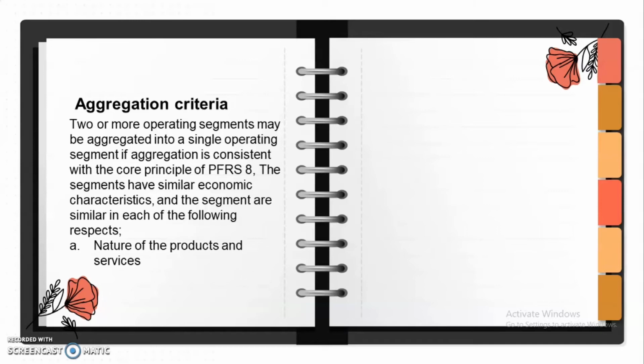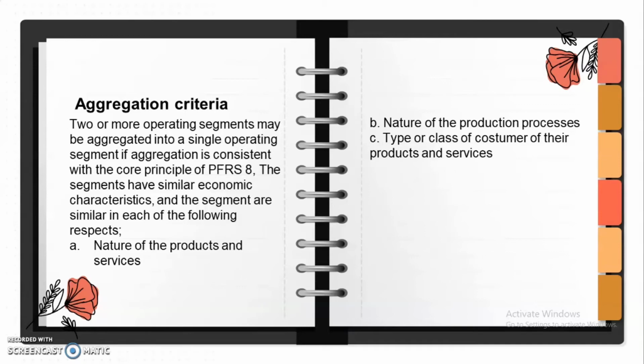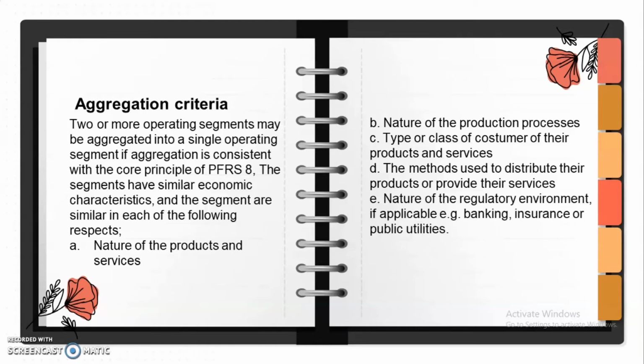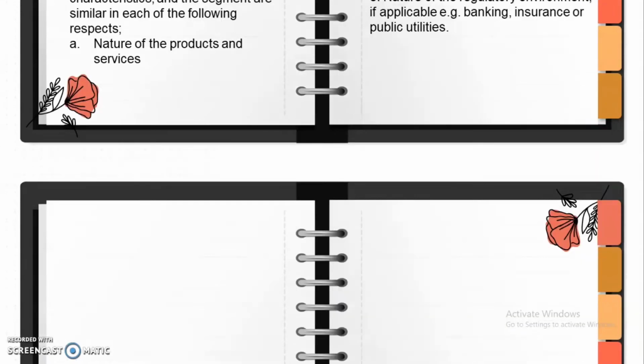Una na dyan yung nature of the products and services. Next is the nature of the production processes. C, the type or class of customer of their products and services. Next is the method used to distribute their products or provide their services. And lastly, the nature of regulatory environment, if applicable.